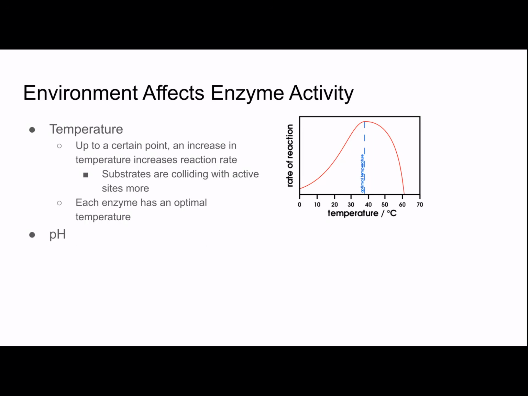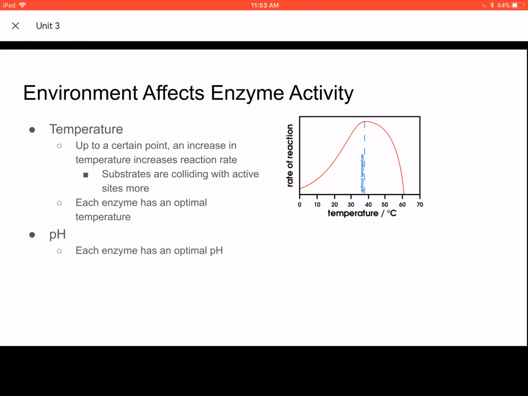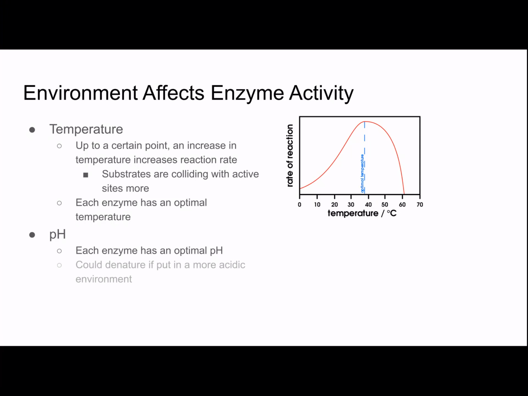pH also affects enzyme activity. Again, each enzyme has an optimal pH, just like it has an optimal temperature. And once again, it can denature if put in a more acidic environment. But just to reiterate, each enzyme is very specific for what it does. So different enzymes will have different optimal temperatures, different optimal pHs.